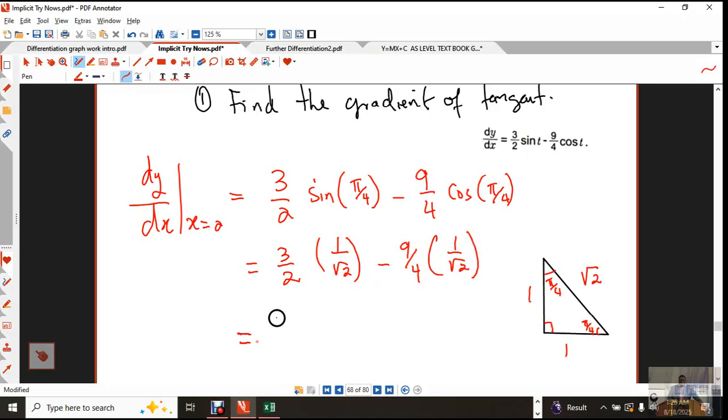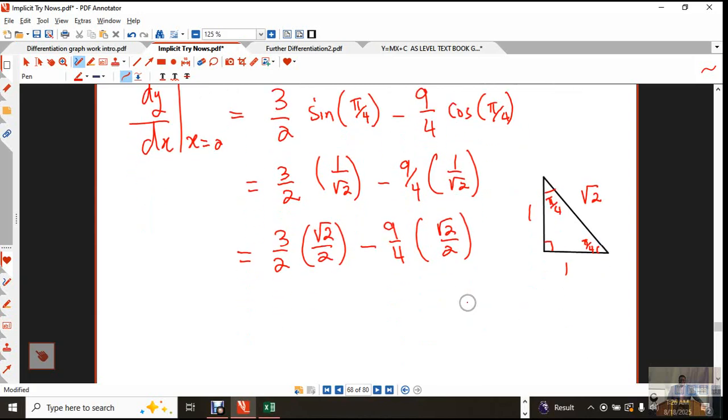Let's just clean it up, okay? So that's 3 over 2 multiplied by root 2 over 2 minus 9 over 4 multiplied by root 2 over 2. Of course, that is you rationalizing that denominator. I mean, you're going to get root 2 over 2. Okay? Again, you can use your calculator. You will definitely get to the answer. So this is going to be nothing but 3 root 2 over 2 minus 9 root 2 over, it's not over 2 though, we are multiplying numerator of numerator and denominator of denominator, so this is going to be over 4 and this is going to be over 8.